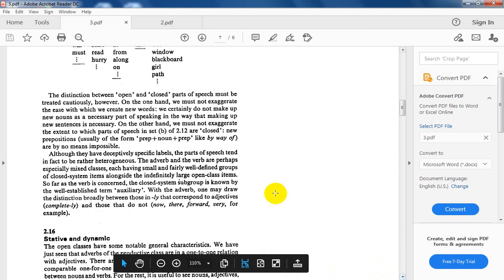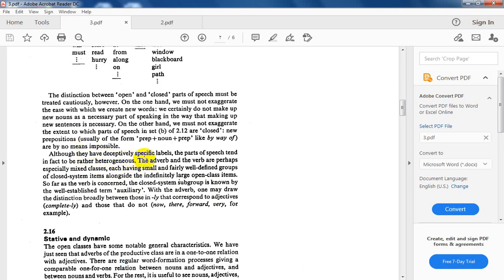Again, this is the most different, also the most important part in this one. Although they have distinctly specific labels, the parts of speech, the closed system and the open. We have specified nouns, verbs, adverbs and adjectives, all of these are open. The other six groups, they are what? As closed. The parts of speech tend in fact to be rather heterogeneous. What does this mean? This is very important to students. The adverb and the verb are perhaps especially mixed classes. How? The verb and the adverb have especially mixed classes.